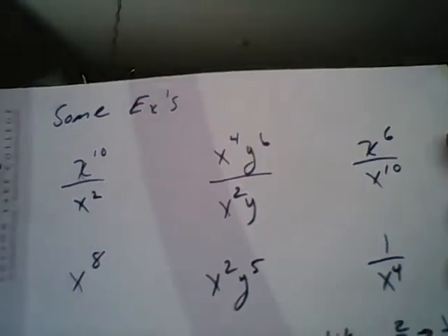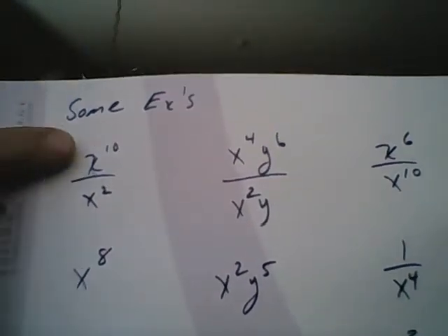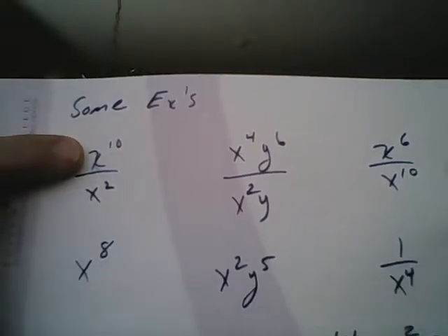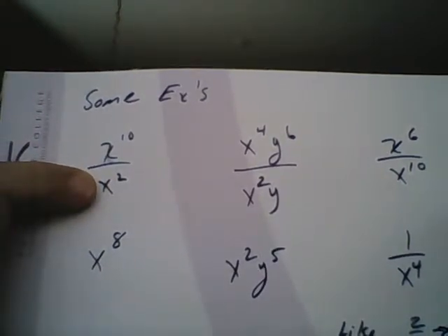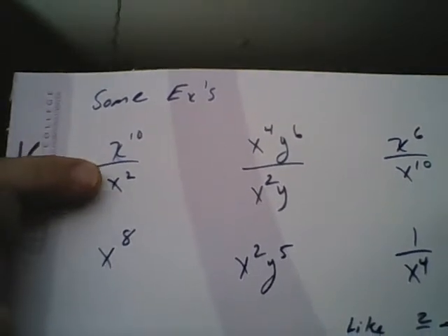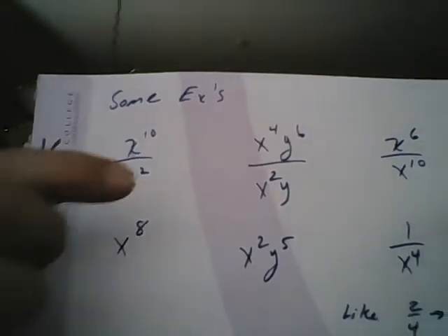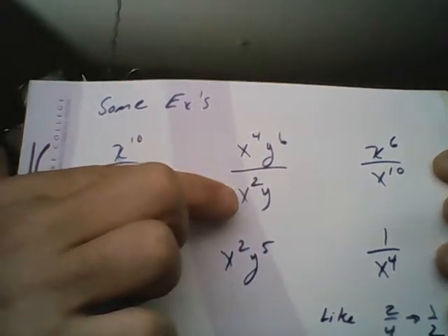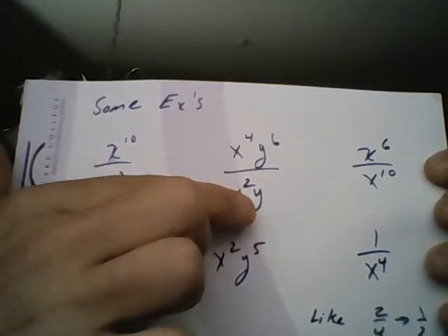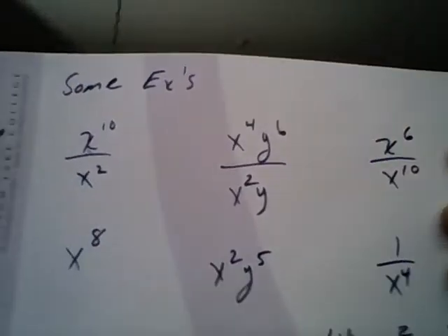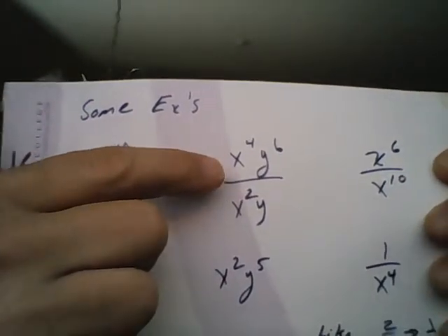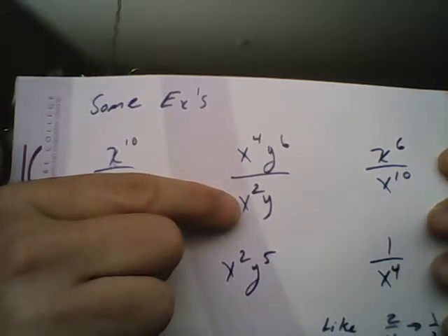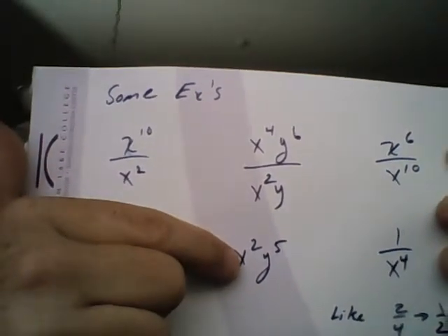Now let's do a couple examples. So this first example is we have 10 factors of x on the top and 2 factors of x on the bottom. So when I cancel the 2 common factors, I will get x to the 8th. Now here I've done a few more. This is x to the 4th, y to the 6th, over x squared times x squared times y. So if I have 4 factors of x on the top and 2 factors of x on the bottom, that will leave me with 2 total factors of x on the top.